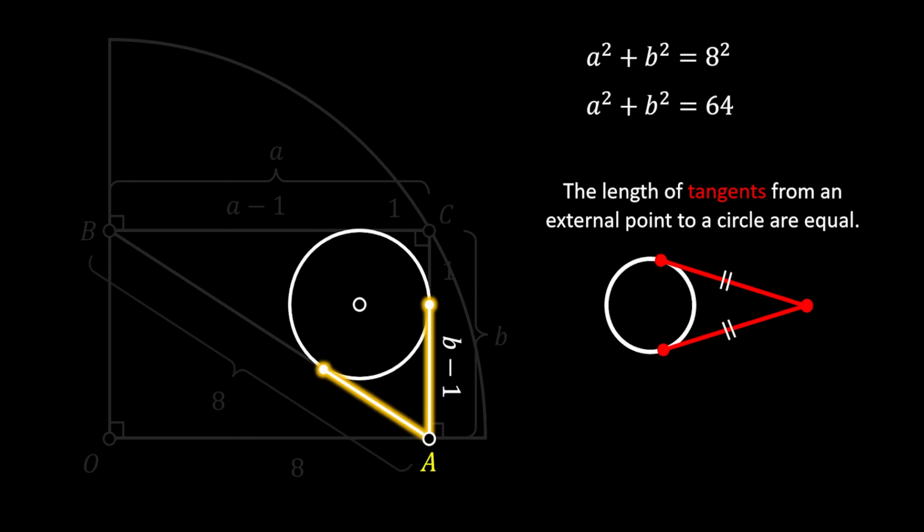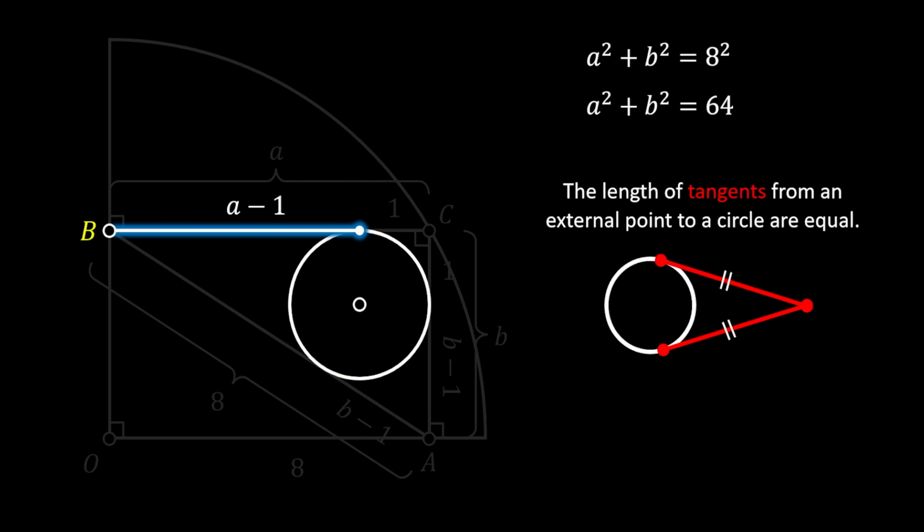If we pull this line to the other side of our circle, you can see that we have formed two tangents from an external point A. So this means that those two tangents have the same length of b minus 1. Now we will do the same thing for our blue line with the length of a minus 1. We can pull this line to the other side of the circle, and you can see that again we have formed two tangents from an external point B to our circle. So both of them will have the length of a minus 1.